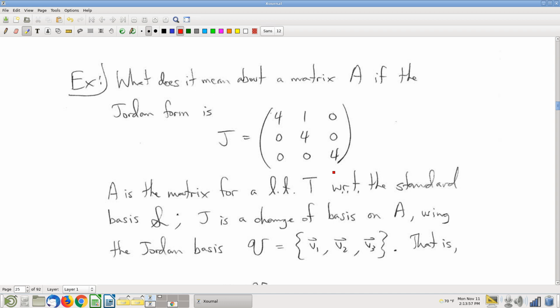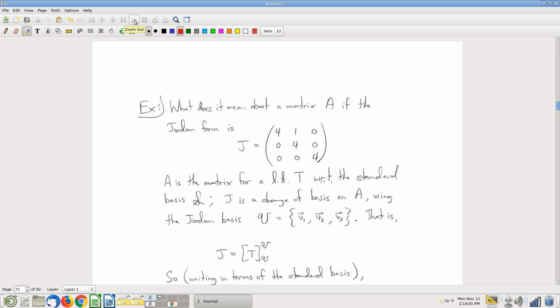Just another quick example. This is really the same as the example we just looked at. So what does this tell me? As this being the Jordan form, what does that tell me about our original matrix A? Well, I see the Jordan blocks. There are correspondingly certain first columns. That's the first column for the first block. That's the first column for the second block. And that tells me that V1 and V3 are eigenvectors.